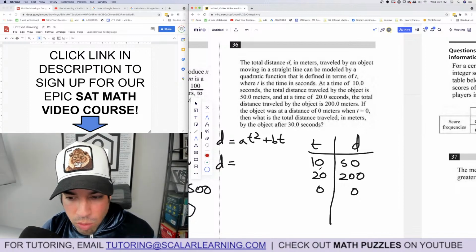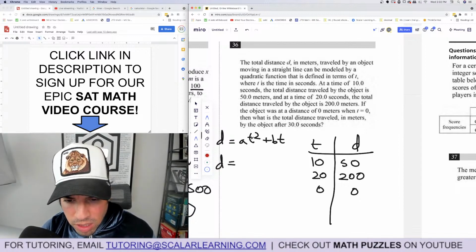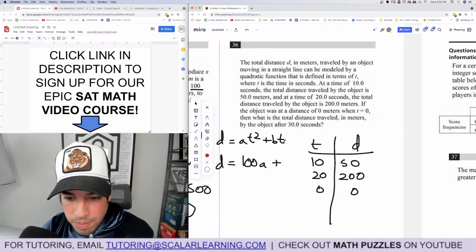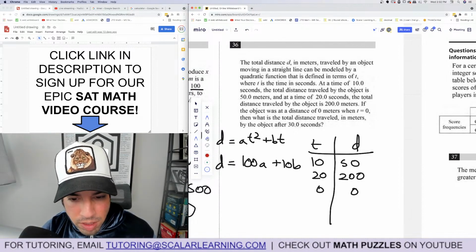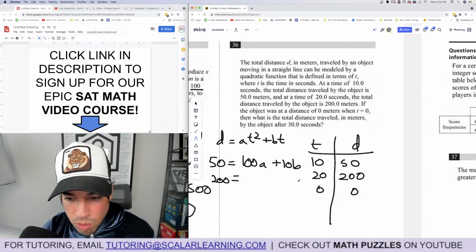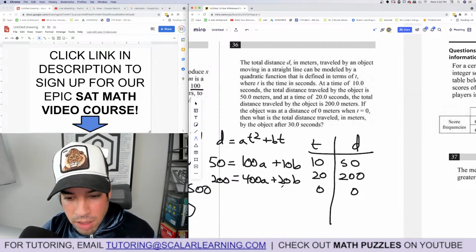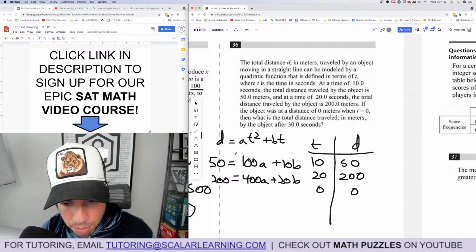So D equals, when it's 10, so plug in 10 for T, so that's 100A plus 10B, because I'm plugging in 10 again. Equals 50, sorry. That's 50, right? That's the D value. And then when it's 20, it equals 400. 400A, right? 20 squared is 400, plus 20B. Okay. Now I can solve for A and B, and then I can plug it back in.